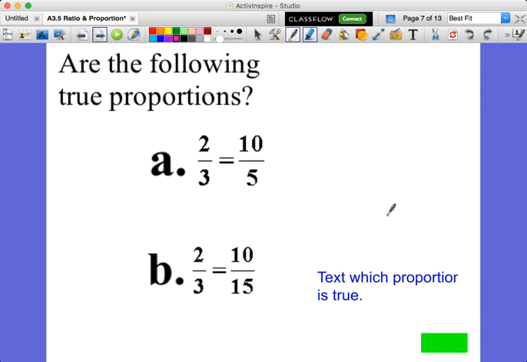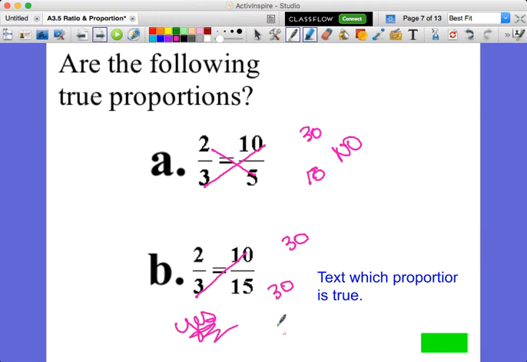So go ahead, try this. Pause the video to see if these 2 are equivalent or not. As you come back, you'll find that 1 was and 1 was not. 3 times 10 was 30. 2 times 5 was 10. This first one is not. The second one, though, 3 times 10 is 30. 2 times 15 is 30. This is an equivalent fraction.